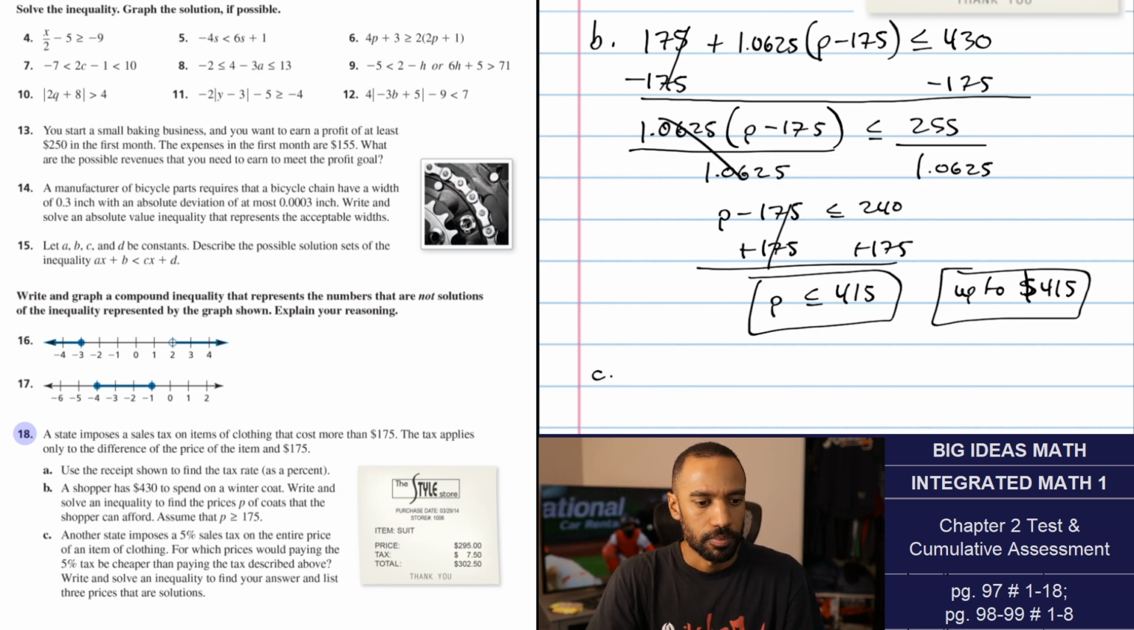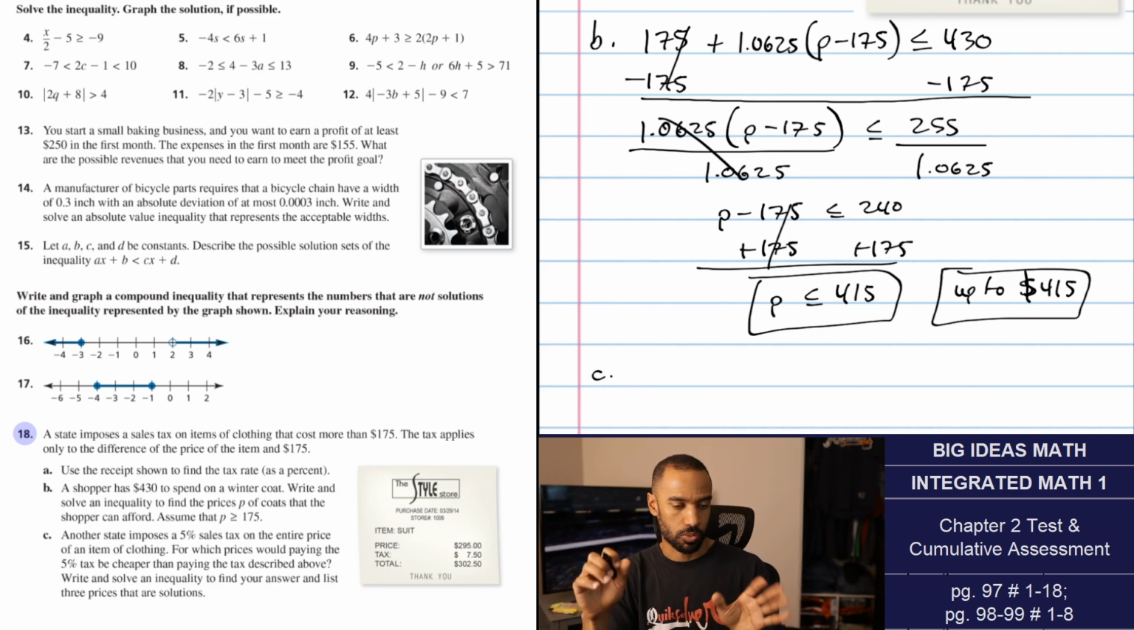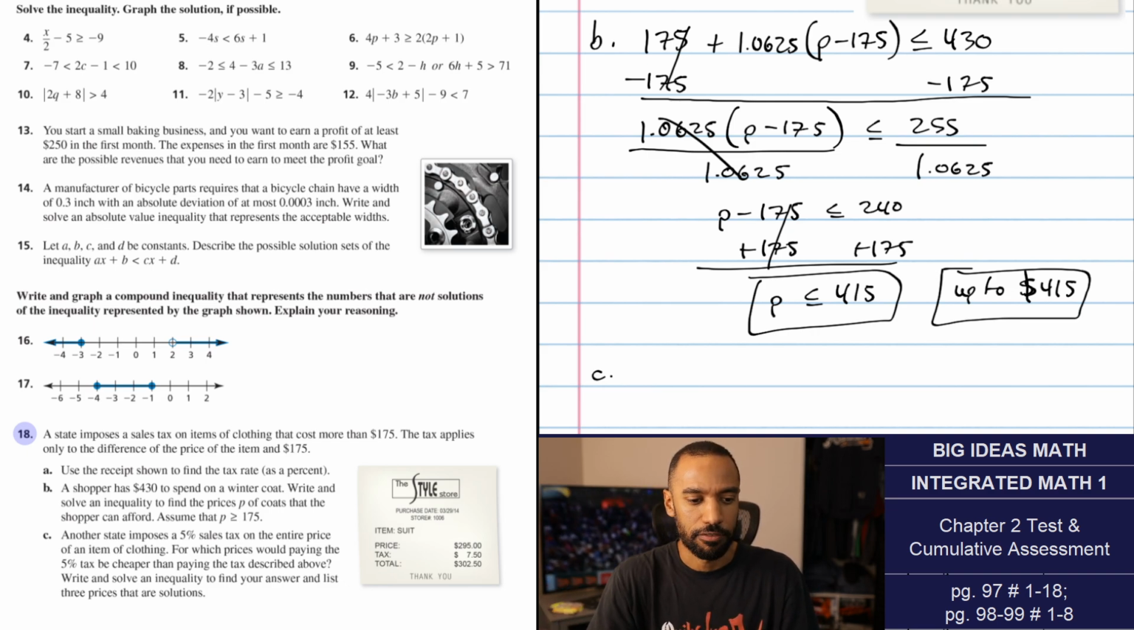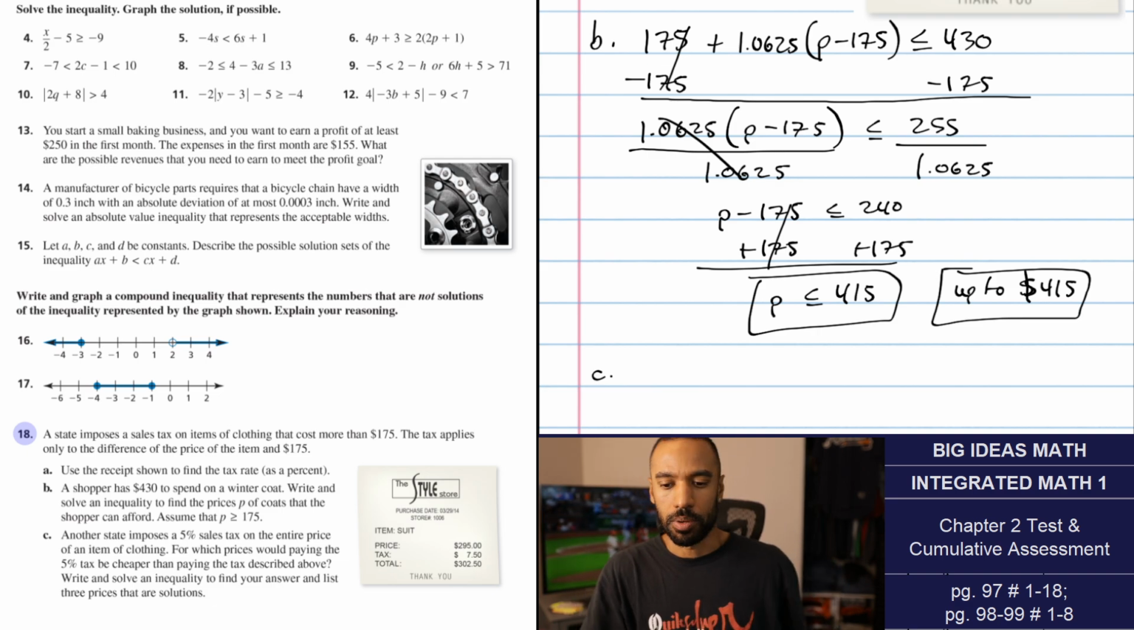Part C. Another state imposes a 5% sales tax on the entire price of an item of clothing. So the entire price, not just whatever. For which prices would paying the 5% tax be cheaper than paying the tax described above? Write and solve an inequality to find your answer and list 3 prices that are solutions.